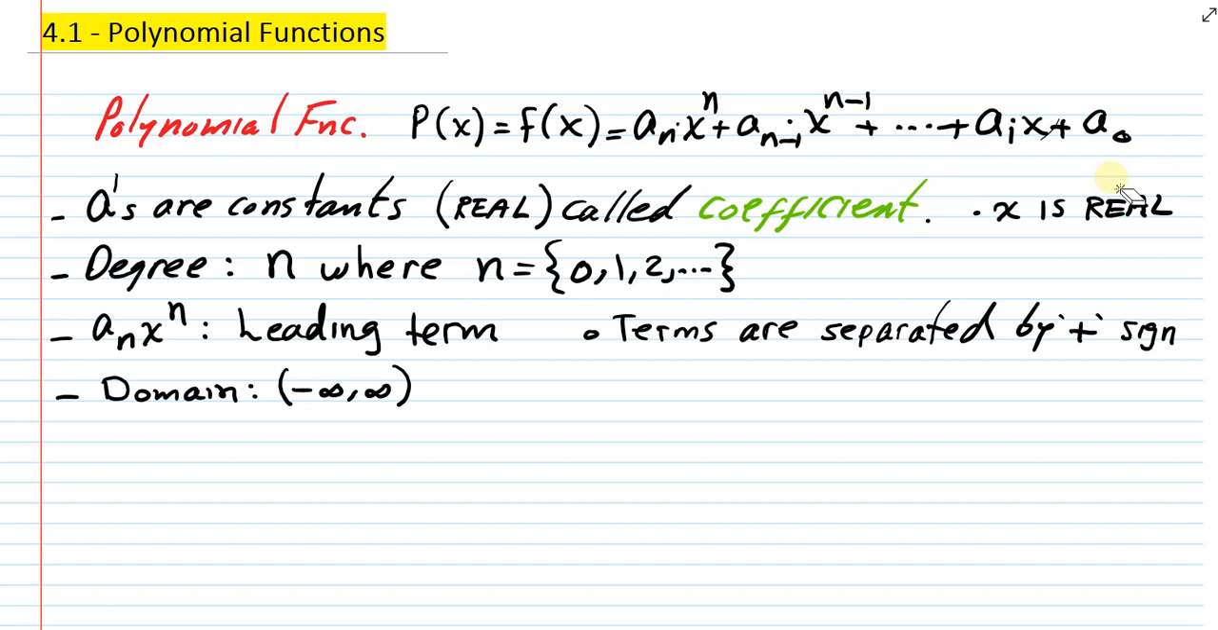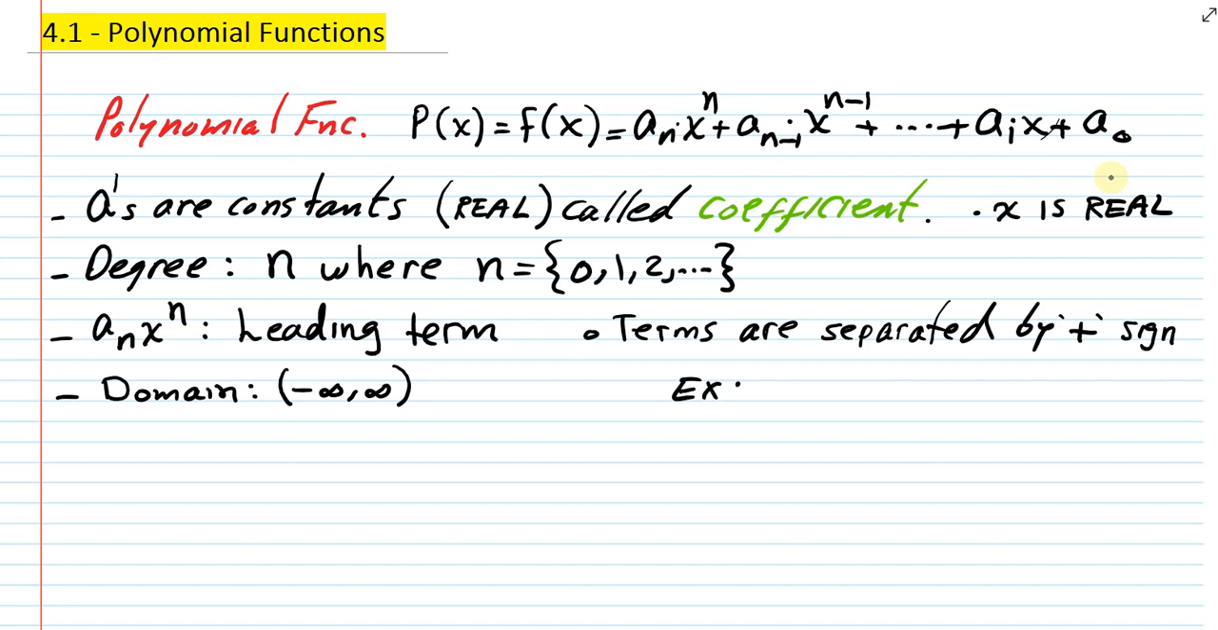Now, the term a sub n x to the n is called the leading term. So exactly what is this term leading? Well, this term leads the extreme or end behavior of the function. And we'll talk more about those in a few moments. Keep that in mind. And I want to emphasize the terms of the polynomial are separated by a plus sign.